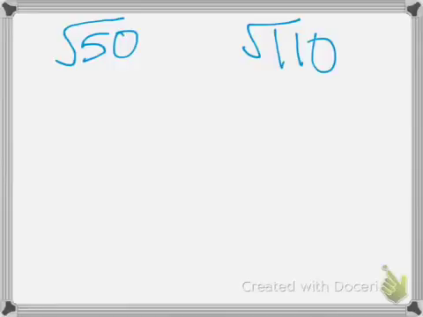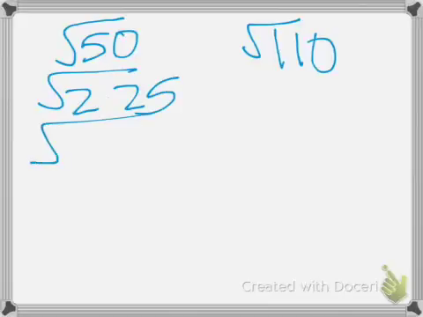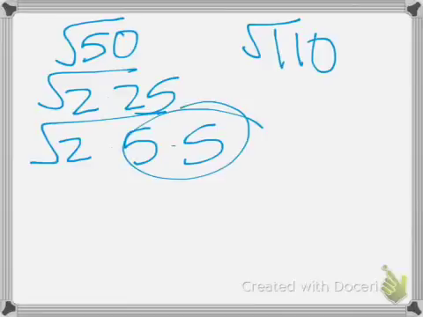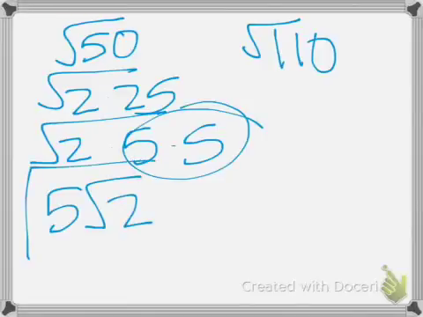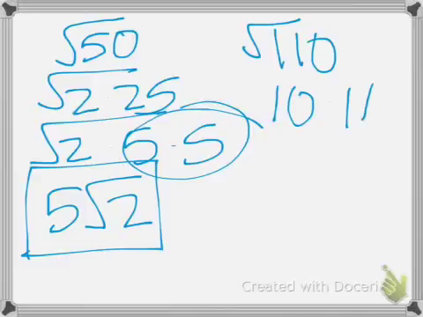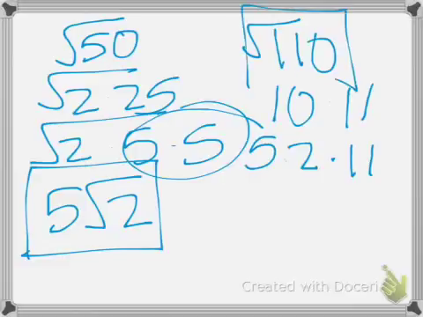Now on to the square root of 50. So that breaks up into 2 times 25. This can be further broken up into 2 times 5 times 5. We have a group of 5s, so we take 5 outside the radical, and left over is 2. And that's our answer. Now, for 110, we break up into 10 times 11, which is 5 times 2 times 11. And you'll notice that there are no groups, which means the square root of 110 is already simplified. It cannot be simplified any further.